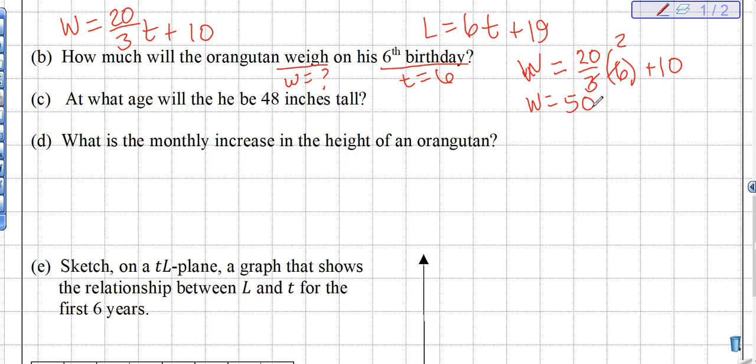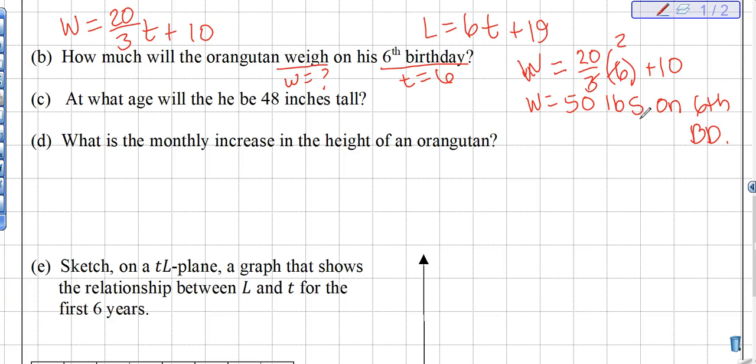Okay, so let me be really clear about my expectation of how you answer word problems in pre-calculus. I expect you to at least label the answer and give me a phrase. So I would say he's 50 pounds on his 6th birthday. And that's acceptable because it says how much did he weigh on his 6th birthday? 50 pounds on his 6th birthday. It doesn't have to be a complete sentence. I do expect you to label the answer since it's in pounds.